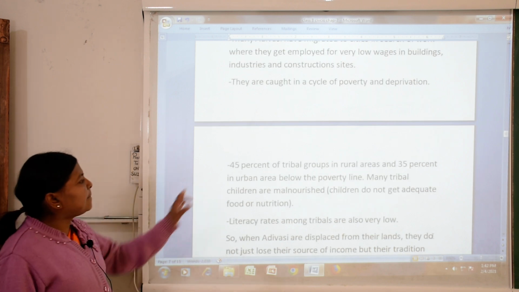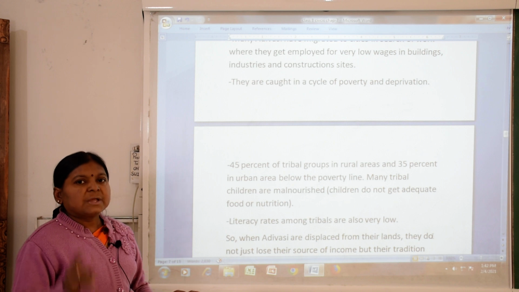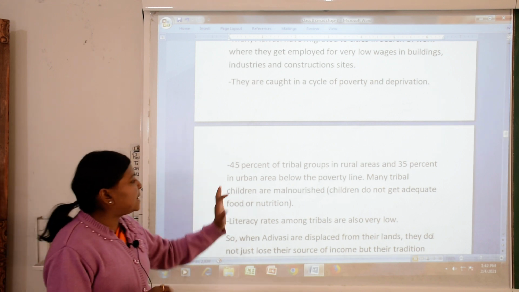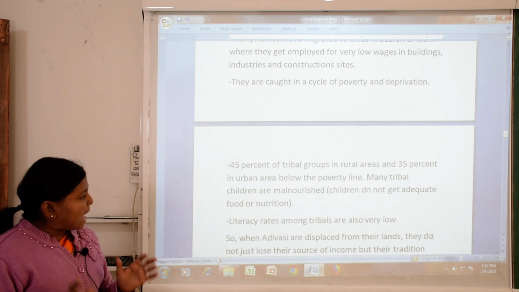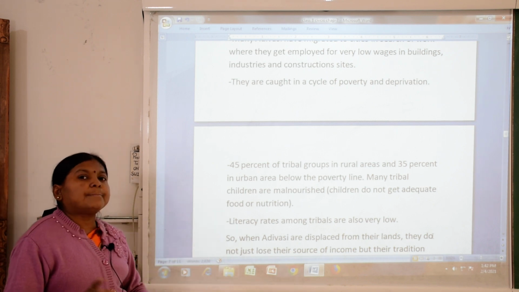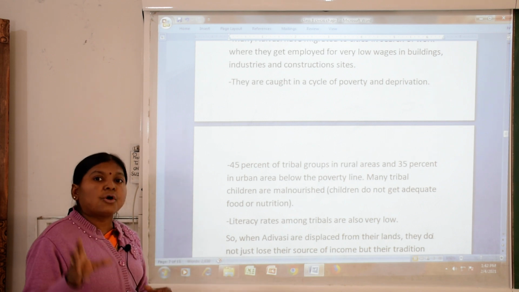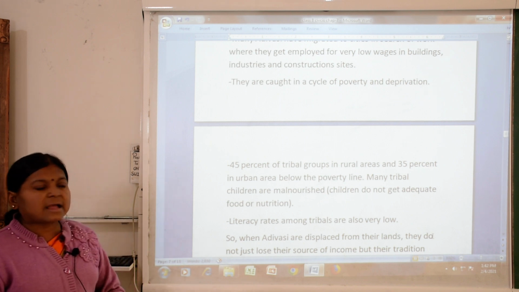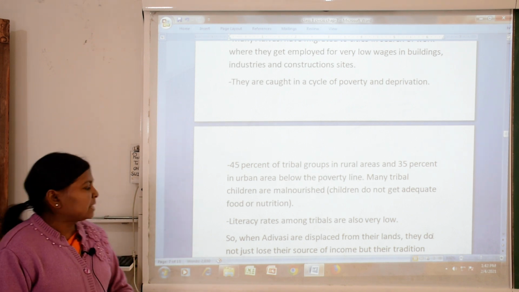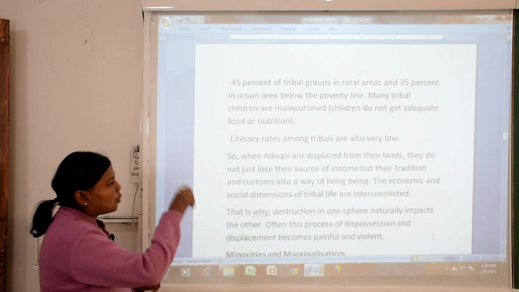Do you know 45% of these tribal groups in rural areas and 35% in urban areas come below the poverty line. And many tribal children are malnourished, which means children do not get adequate food or nutrition. That is also a big reason for this. Literacy rates among tribals are very low, and so they are displaced from their own land.